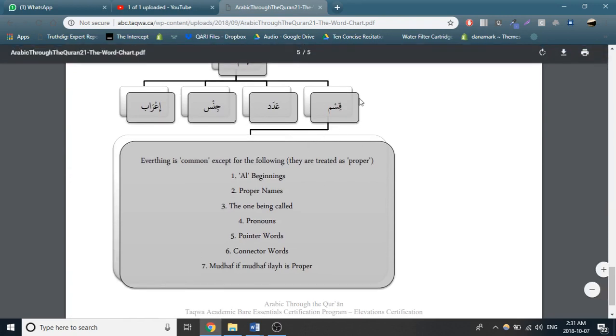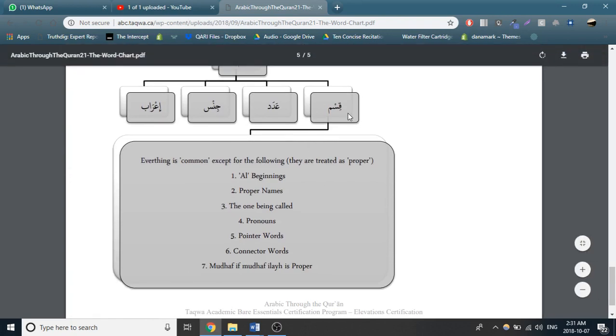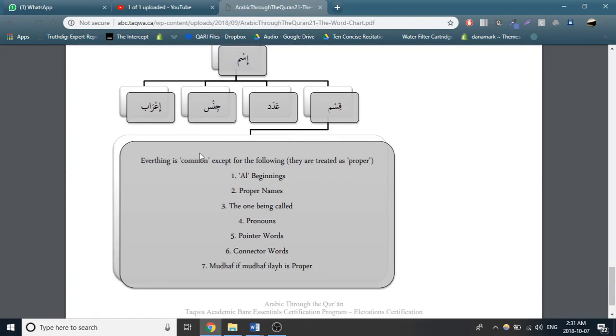Finally, we have the qism, which is definiteness, and everything is common, meaning it's indefinite, so it'll probably bear a tanween unless it's an exception to it, except for the following, which are treated as proper, definite. It has the alif lam in the beginning, it's a proper name, it's the one being called. Remember back in the very first lesson, we had the example of ya kamala. We would say kamala would be definite, right? Not just because of that, but it can do it to other nouns.